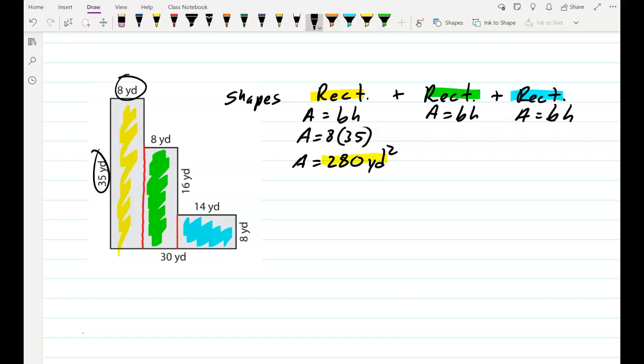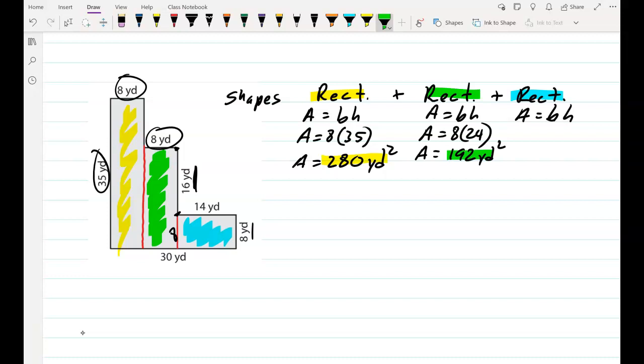The green one, we know that the area is base times height. The base is 8, and the height, well, you might think it's 16, but it can't be 16 because it's 16 from there to there. So we have to go 16 plus this 8 here because that's all the way there. 8 and 16 is 24. So 8 times 24 is 192 square yards.